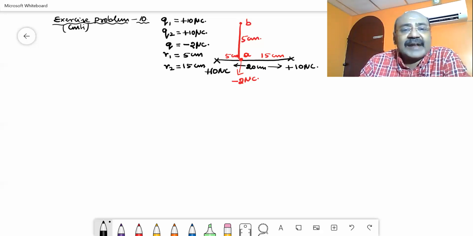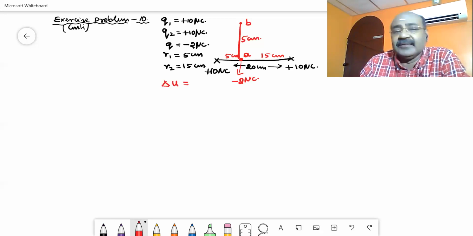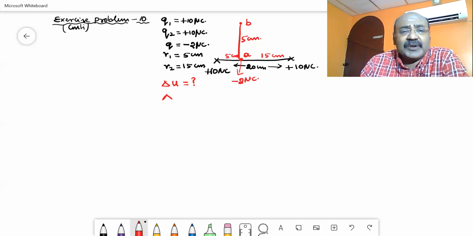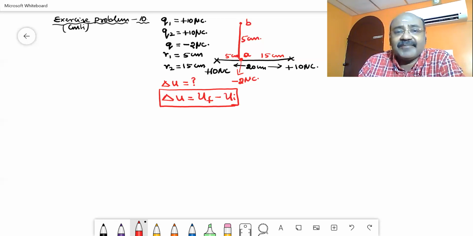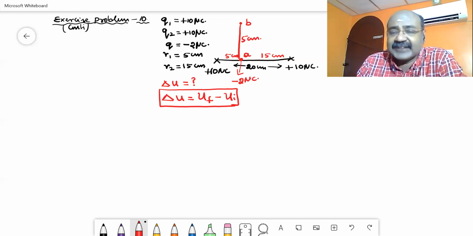With this, we have to calculate the change in potential energy, delta U. See how I can get this. I can write the formula first of all. Change in potential energy is equal to final potential energy minus initial potential energy. This is the formula required for getting the answer. So how to calculate the initial potential energy and how to calculate the final potential energy? That is the concept that we have to deal with.